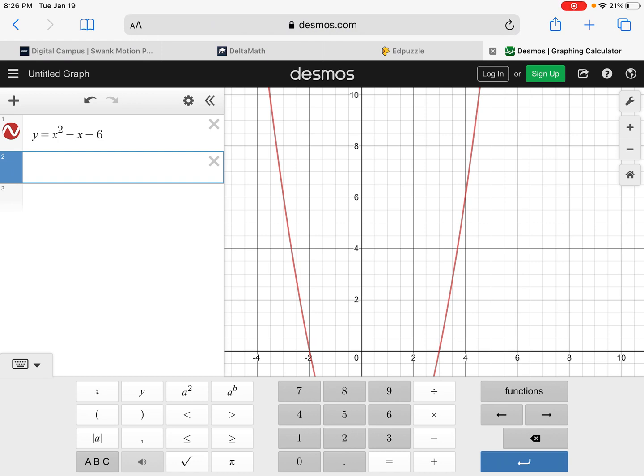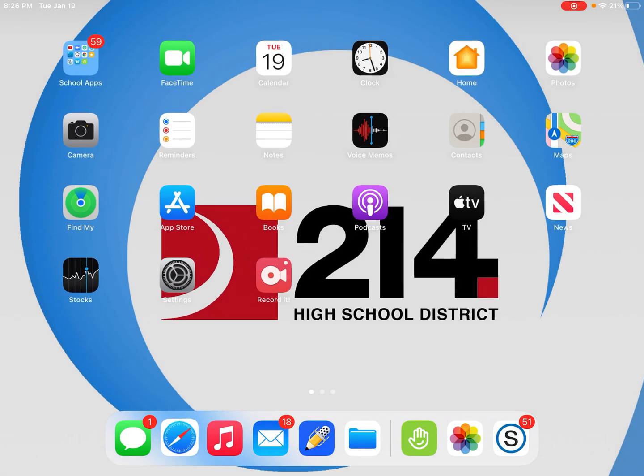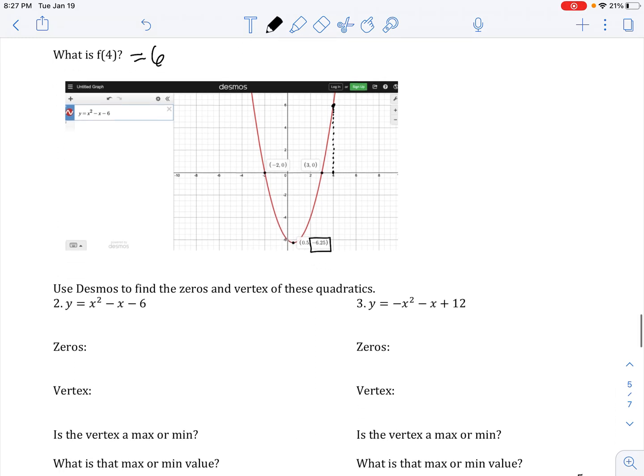So what about if we graphed x equals 4? In other words, where is x equal to 4? Right at that point, right there. So that told me that f of 4 is 6. So back to my notes, f of 4 is 6. You also could just plug the 4 into the equation, right?